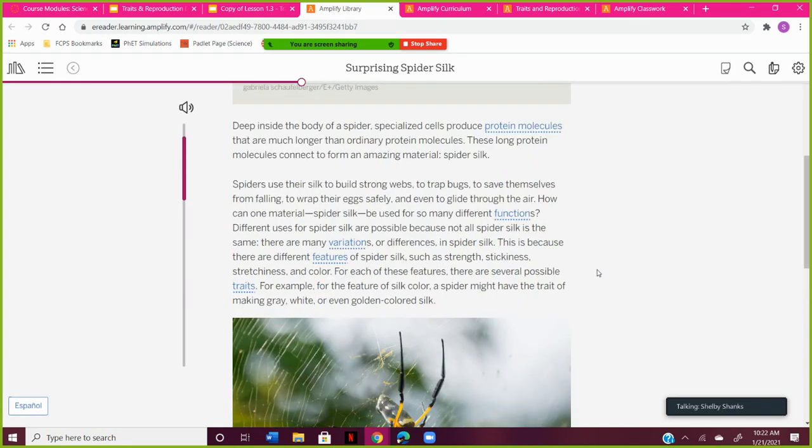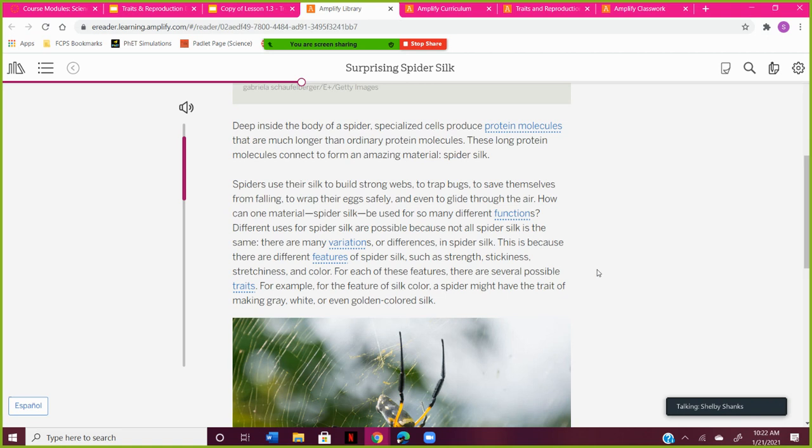All right, it says spiders use their silk to build strong webs to trap bugs, to save themselves from falling, to wrap their eggs safely, and even to glide through the air. How can one material, spider silk, be used for so many different functions? Different uses for spider silk are possible because not all spider silk is the same. There are many variations or differences in spider silk.